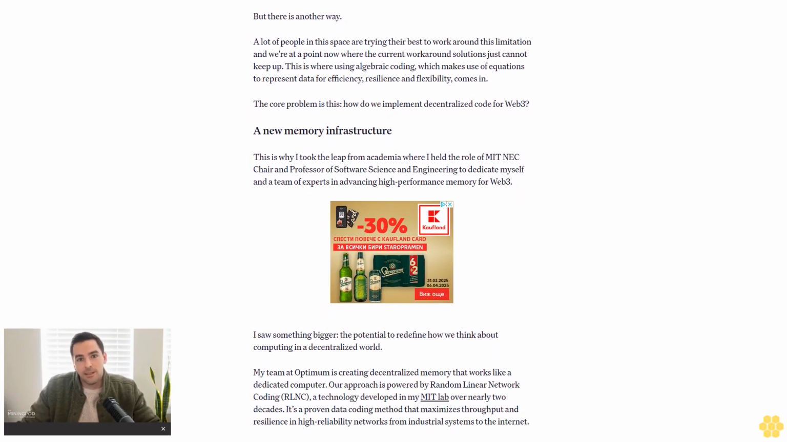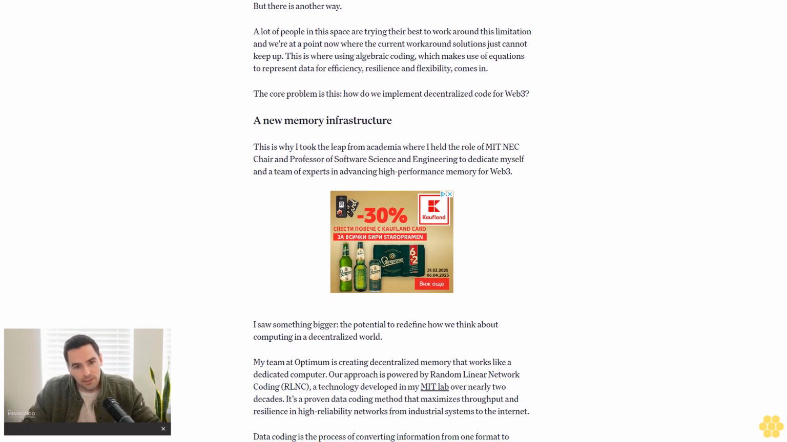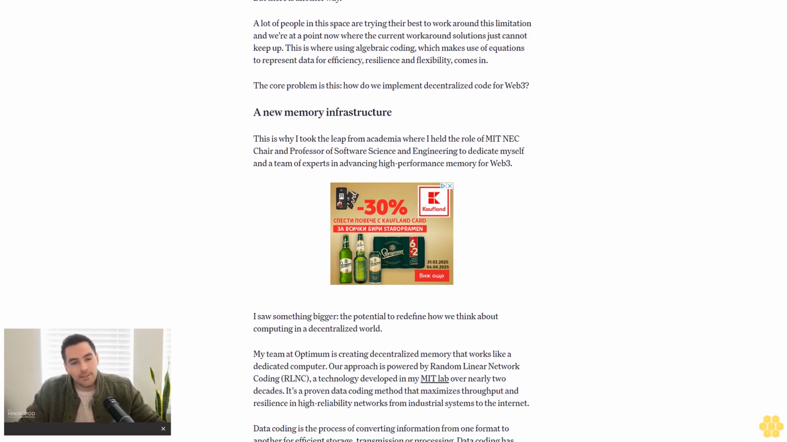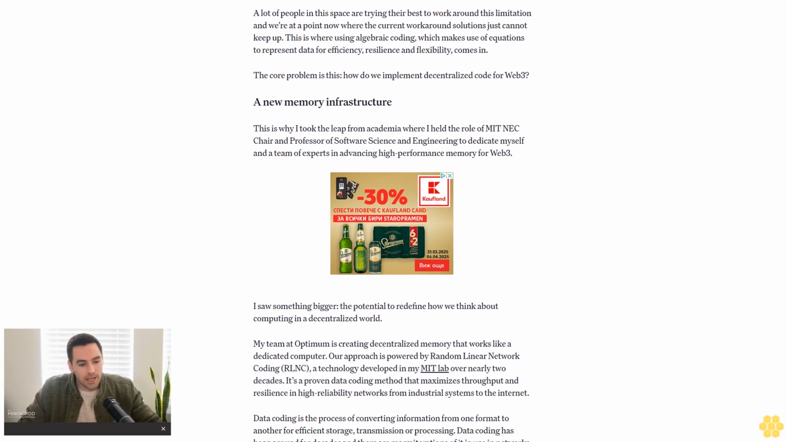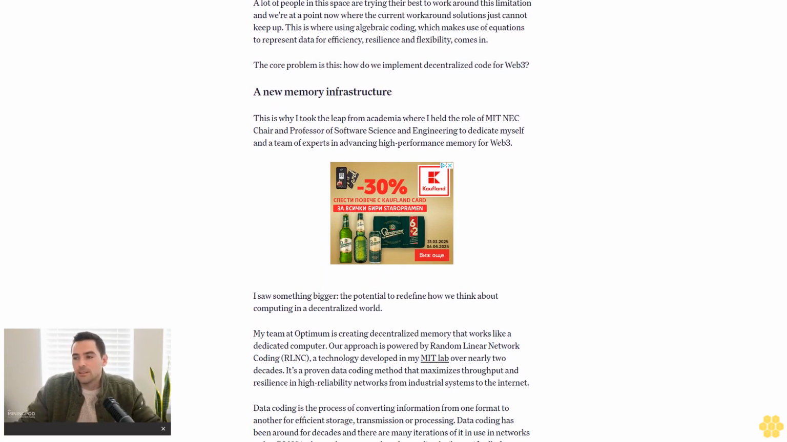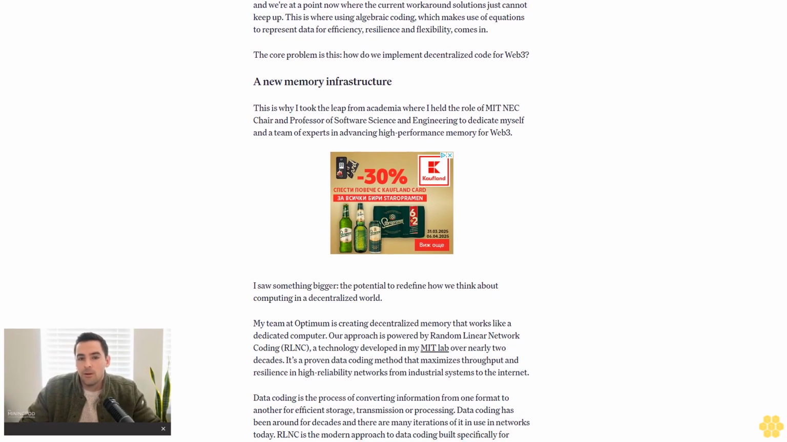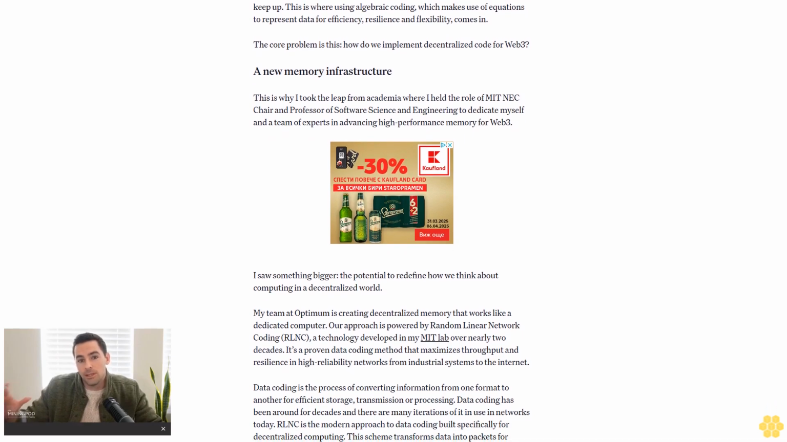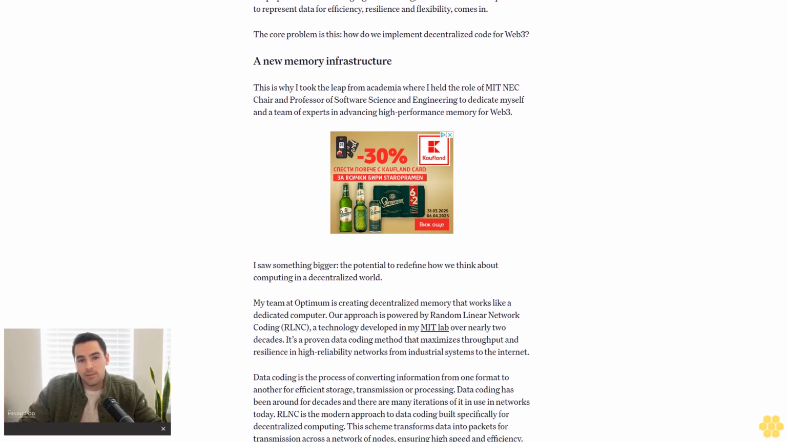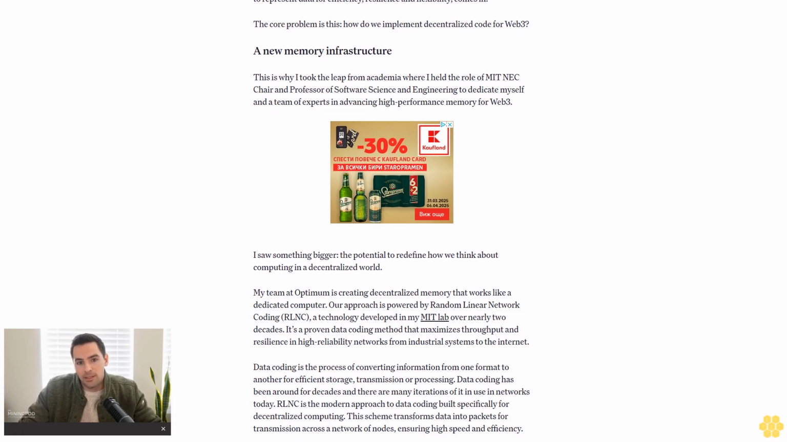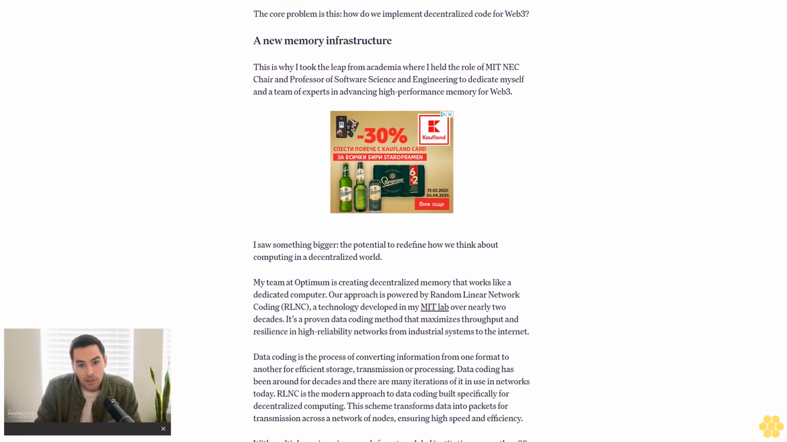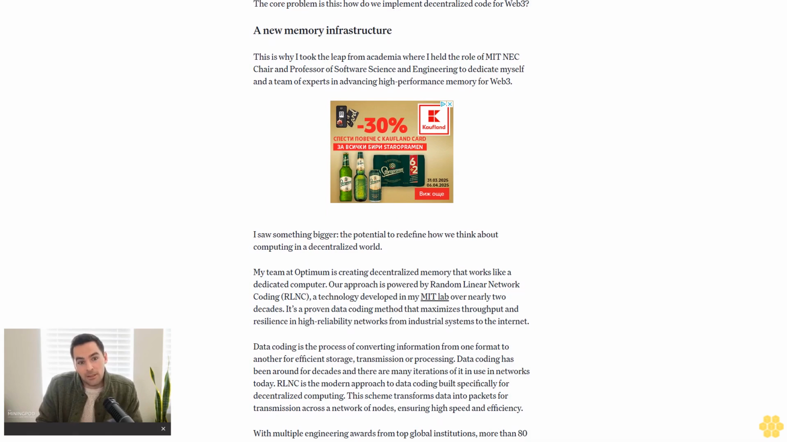RLNC is now ready for decentralized systems, enabling faster data propagation, efficient storage, and real-time access, making it a key solution for Web3 scalability and efficiency challenges. Let's take a step back. Why does all of this matter? Because we need memory for the world computer that's not just decentralized but also efficient, scalable, and reliable.